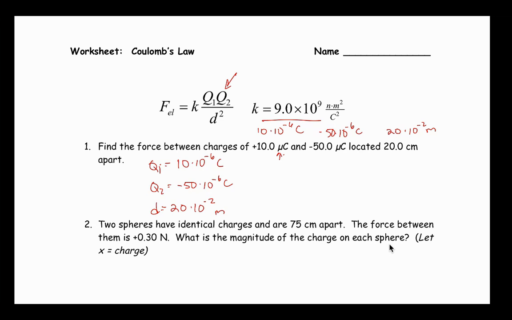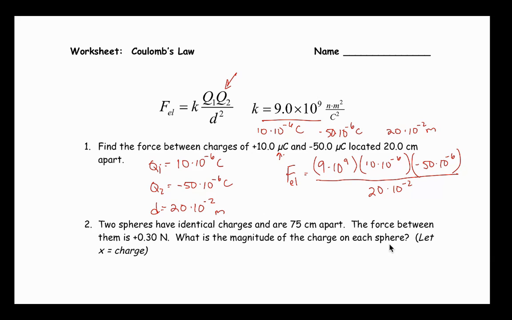Plugging all this into my equation, I get that the electric force is going to be equal to 9 times 10 to the 9 times 10 times 10 to the negative 6 times negative 50 times 10 to the negative 6 divided by 20 times 10 to the negative 2. And at this point, you can just start plugging things into your calculator to find an answer. So I'm going to do that right now.